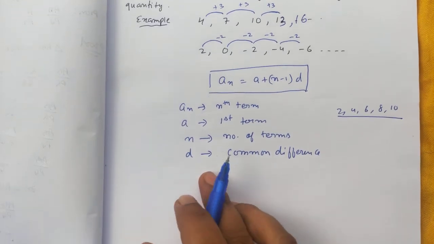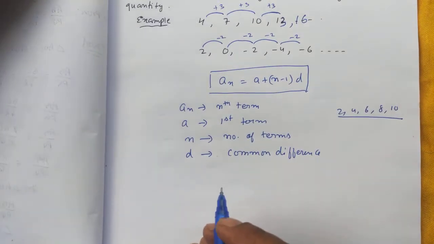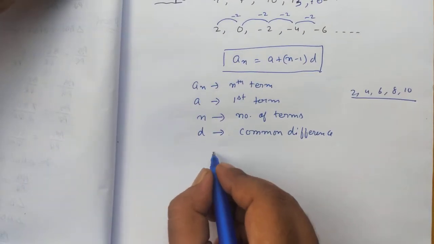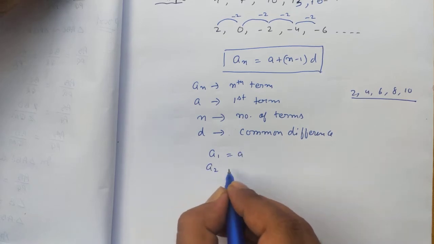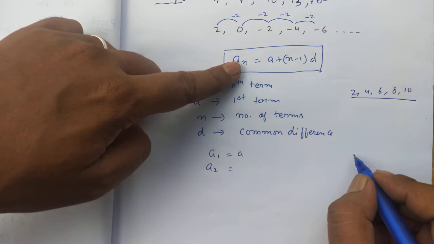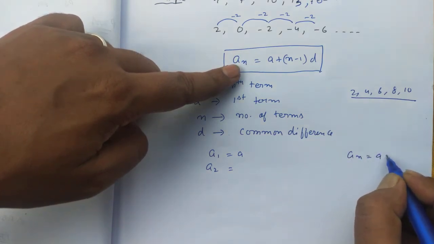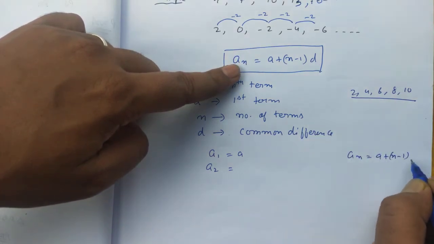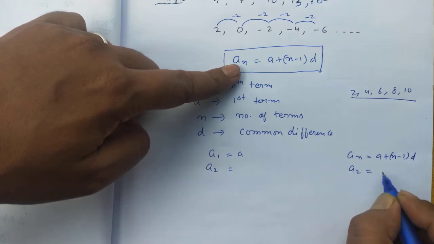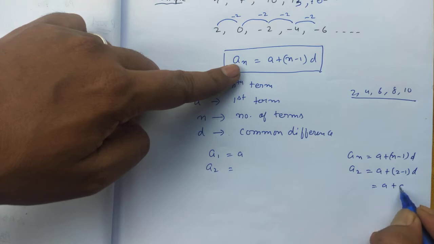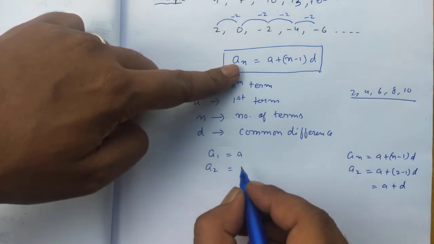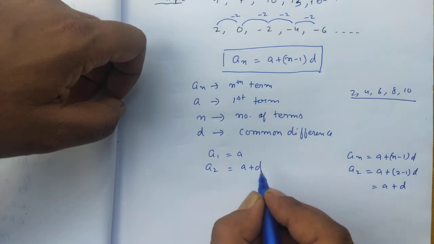Okay. Now sometimes you have to do the sum very quickly. So when we say a1, this is only a. When we say a2, now if I use the formula here, an is a plus n minus 1 d. If I say a2, I can write a plus 2 minus 1 d. So 2 minus 1 is 1, we don't write it, so d. So a2 can be a plus d.